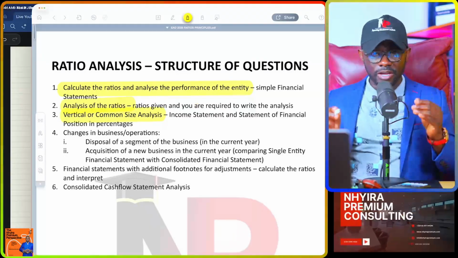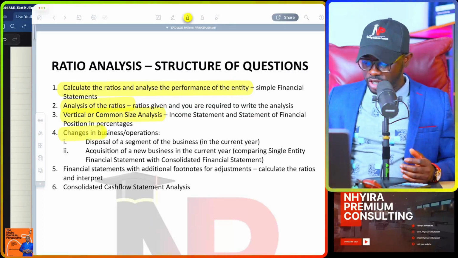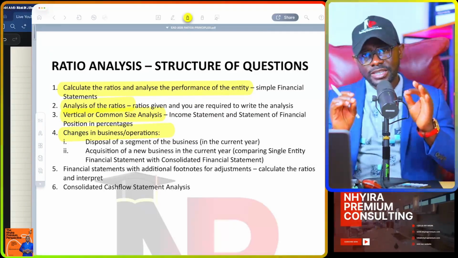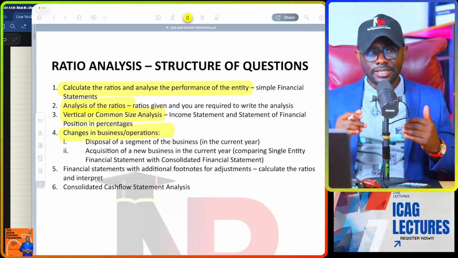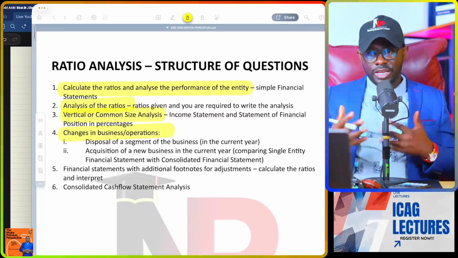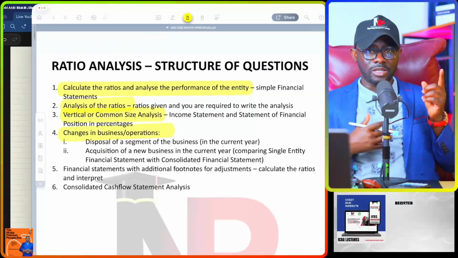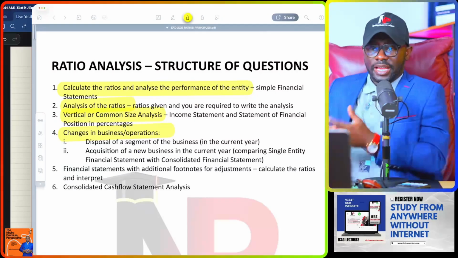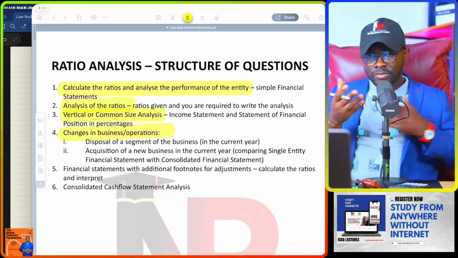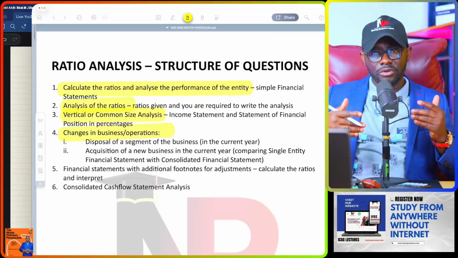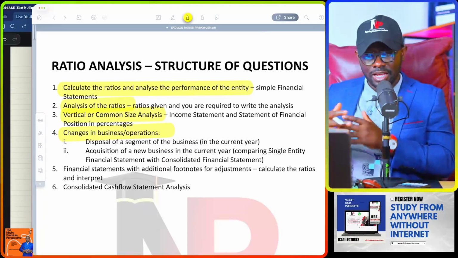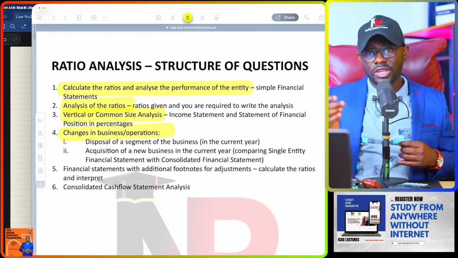The fourth styling of question is going to be where there are changes in business or changes in operations. What does this mean? This simply means that the entity is going to sell part of the business at the beginning of the year, in which case it means the previous year financial statement may be a consolidated financial statement, and the current year financial statement has to be adjusted, and so it is a single entity financial statement. In that environment, how do we compute the ratios? What are the adjustments we are required to make? And how do we analyze the financial performance and position of the entity?